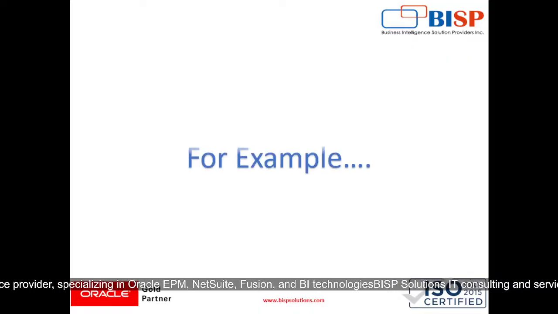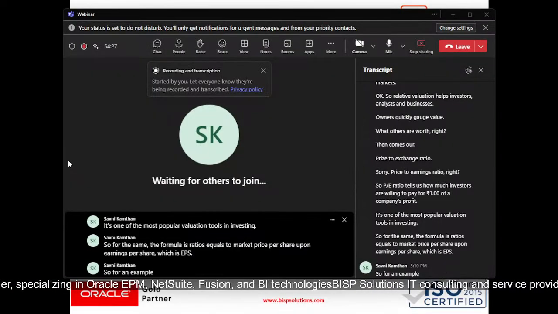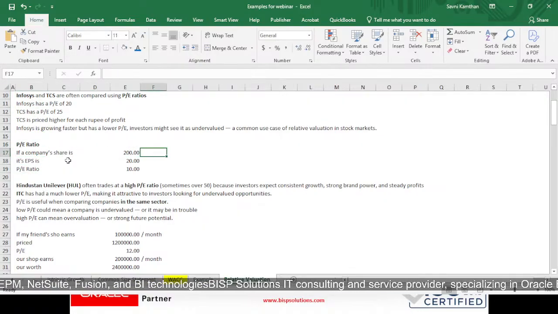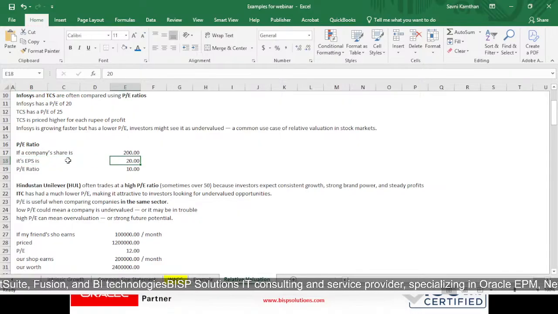So for an example, let's take an example: if a company's share price is 200 rupees and its EPS is 20 rupees, our PE ratio will be 10, right? This means that investors are ready to pay 10 rupees for every 1 rupee of profit, right?